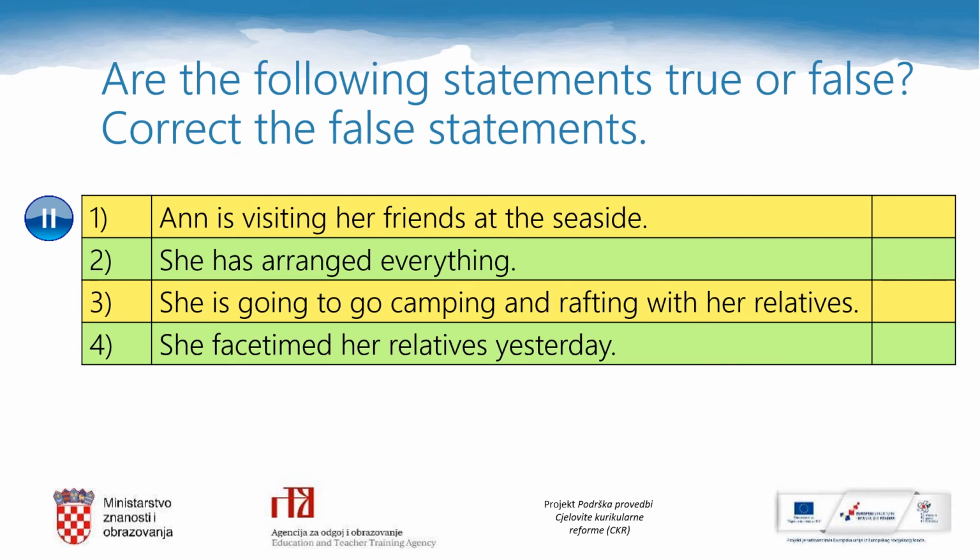Now you will read a dialogue. While reading this dialogue, pay attention to the following statements. Are they true or false? Correct the false statements. 1. Anne is visiting her friends at the seaside. 2. She has arranged everything. 3. She is going to go camping and rafting with her relatives. 4. She FaceTimed her relatives yesterday.